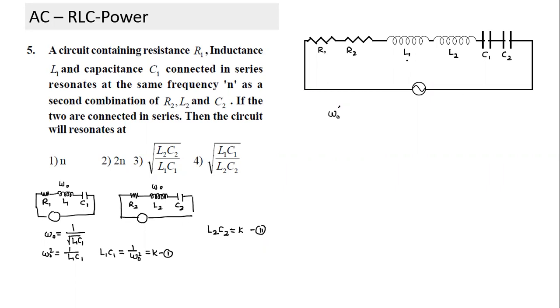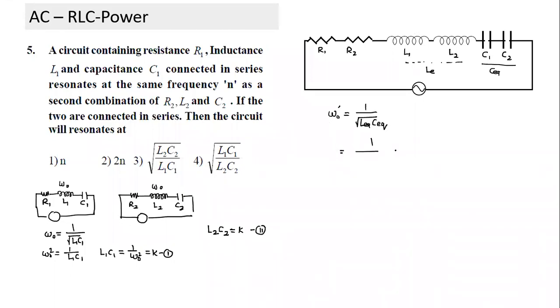Here also, I need to find the effective value of L equivalent and C equivalent. And this frequency will be equal to 1 by root of L equivalent times C equivalent. Some of you may think, is there a mutual induction? There's no reference to mutual induction, so we'll assume they are wide apart from each other. That's all we need to calculate here, omega naught dash.